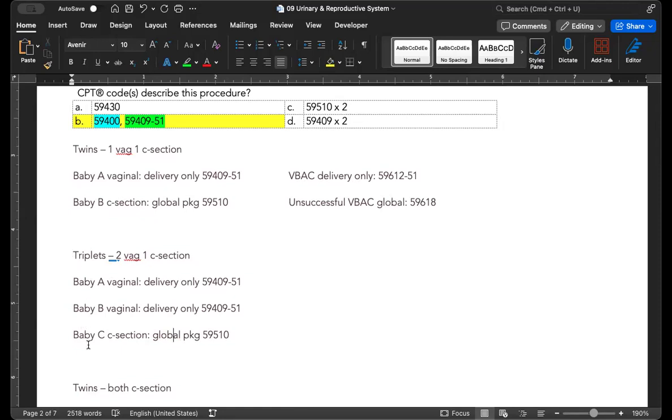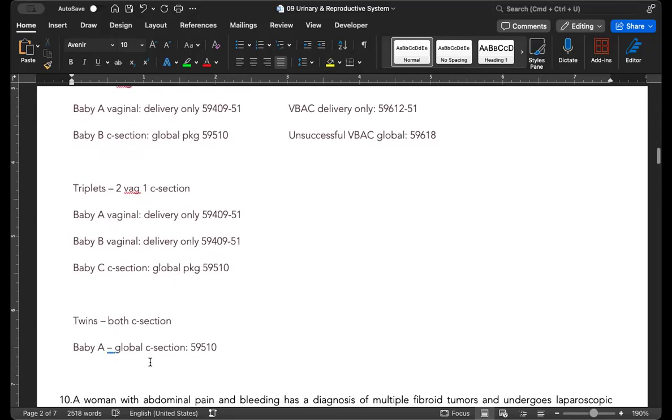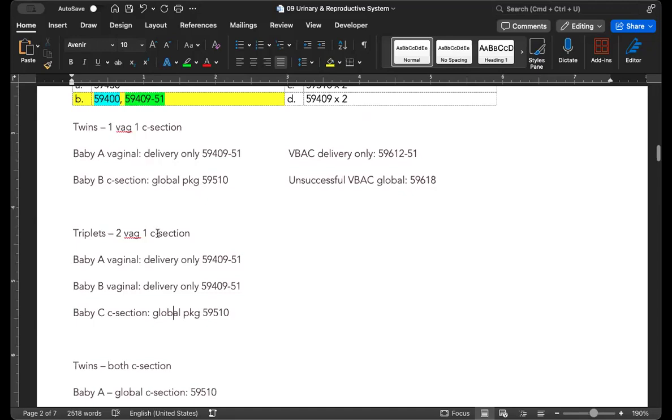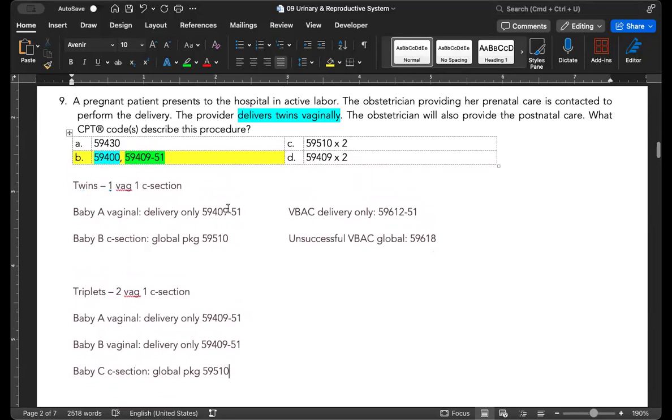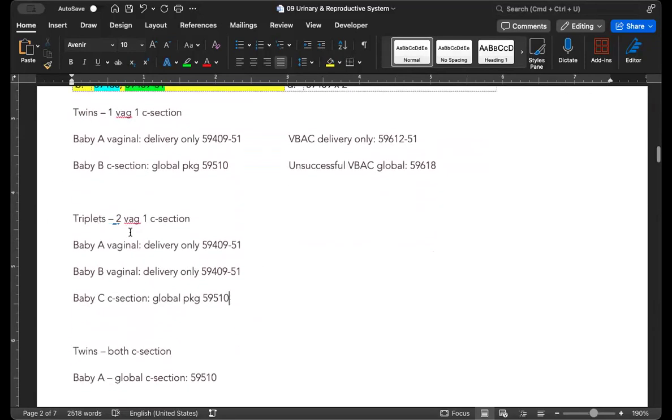If you have triplets, as long as they're not all C-section, as long as you have multiple different methods of delivery, then you can do your global package for whichever is the most intense, and then your delivery onlys for the remainder of the ones that came out vaginally for multiples. I just wanted to point that out too. That's not just for twins that you can bill for multiples. You can do it for triplets, quadruplets, quintuplets, all of that.